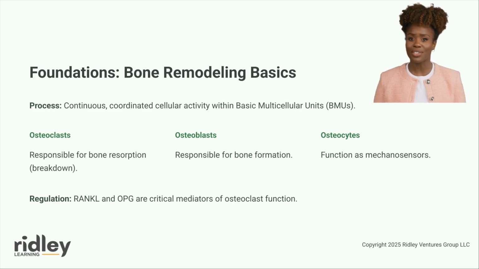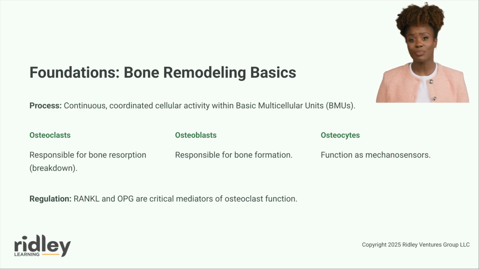Bone remodeling occurs through the coordinated activity of specialized cells operating within discrete anatomical units known as basic multicellular units. These units function across the skeletal surface throughout life. The three principal cell types involved in this process are osteoclasts, osteoblasts, and osteocytes, each contributing distinct and interdependent functions to the remodeling cycle. Osteoclasts are large, multinucleated cells derived from hematopoietic precursors that are responsible for bone resorption.